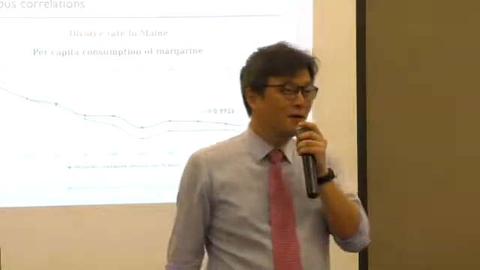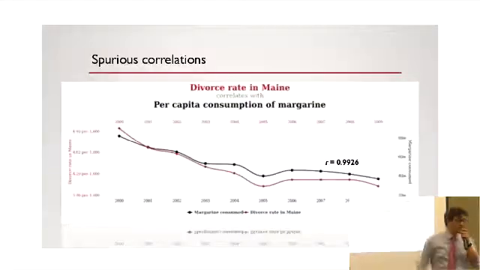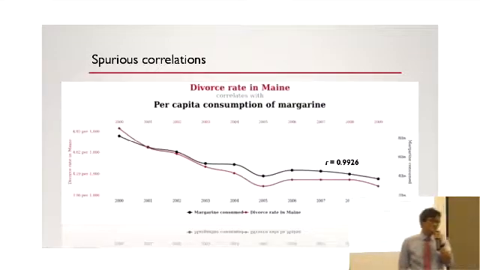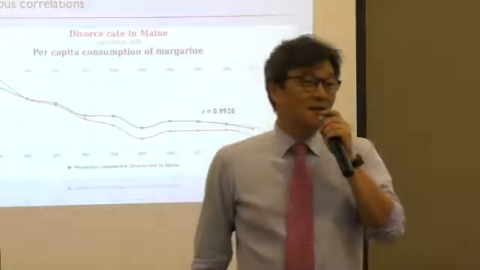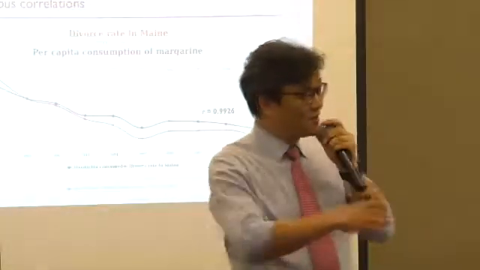I have a few more funny ones. Divorce rate in the state of Maine. It's a small state in the northeastern part of the United States. If you correlate the divorce rate in Maine with per capita consumption of margarine, the fake butter that you put on your bread, they are correlated at 99.26%. What this means is, if you want to reduce divorce rates in Maine, you should not sell margarine at all, or sell less of it. Then you'll reduce divorce rates in Maine.